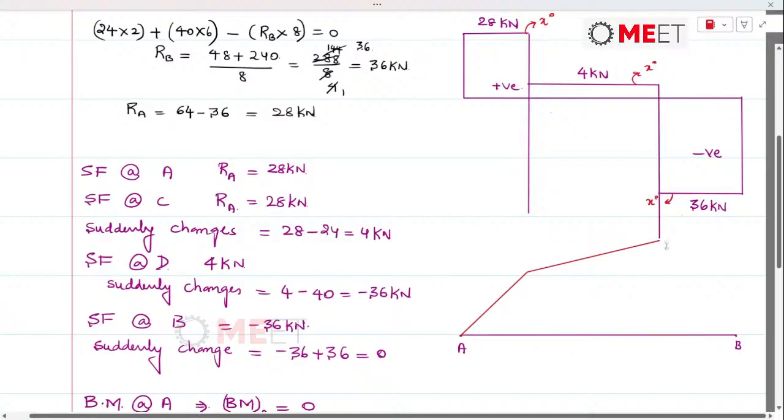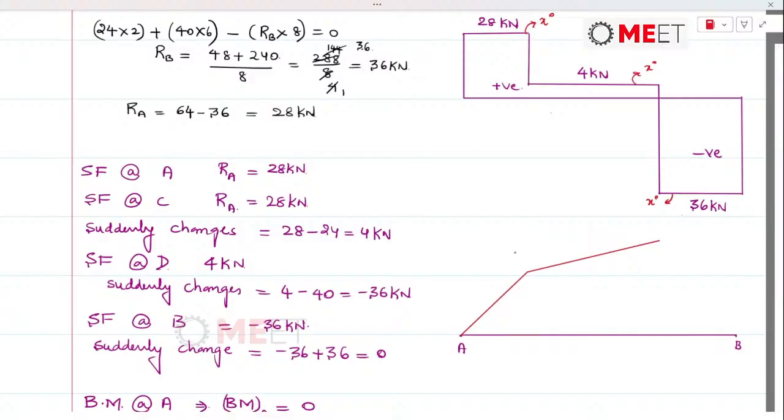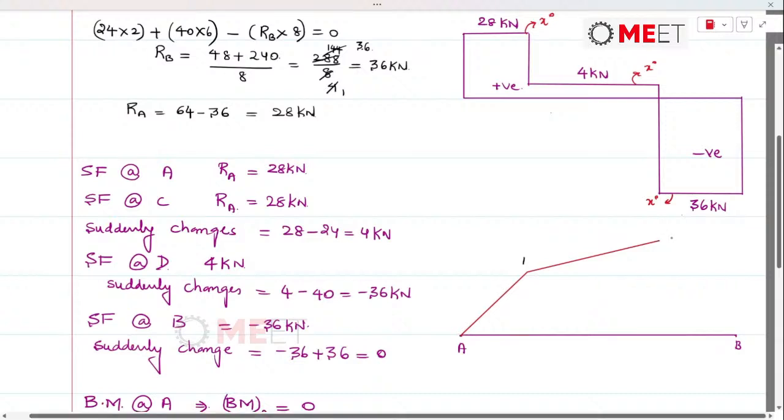So this will be up till C. Just remember that all these points should be aligned properly. That's when you make it easier for the examiner to understand your calculations. This was point C.